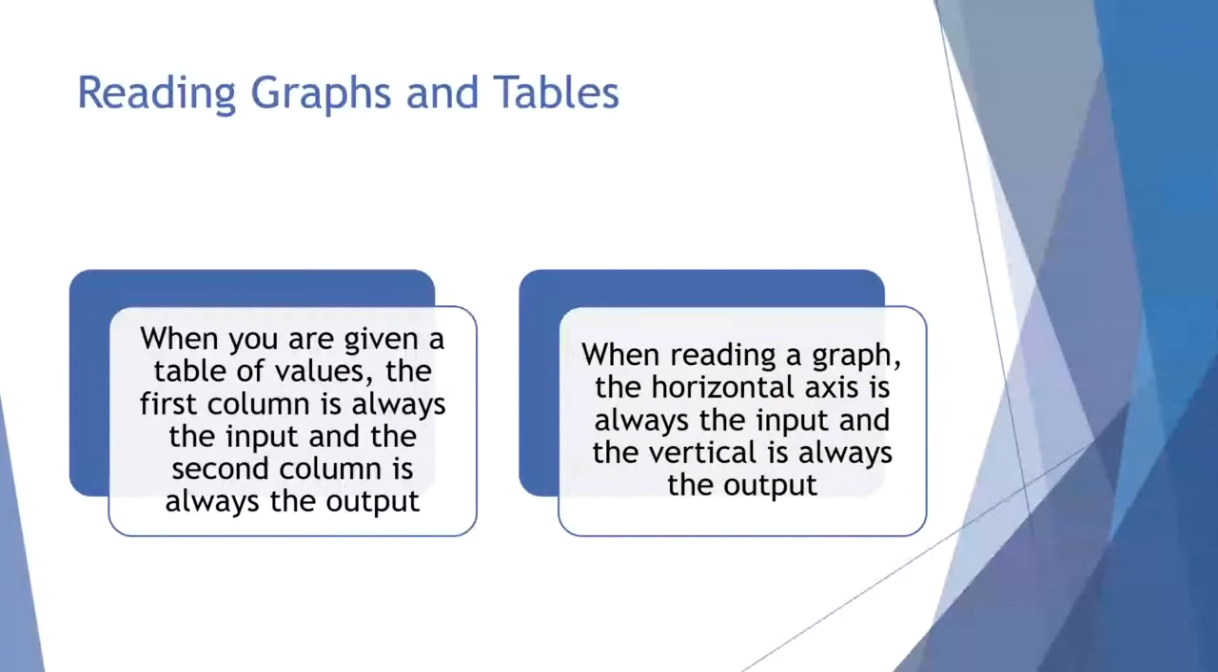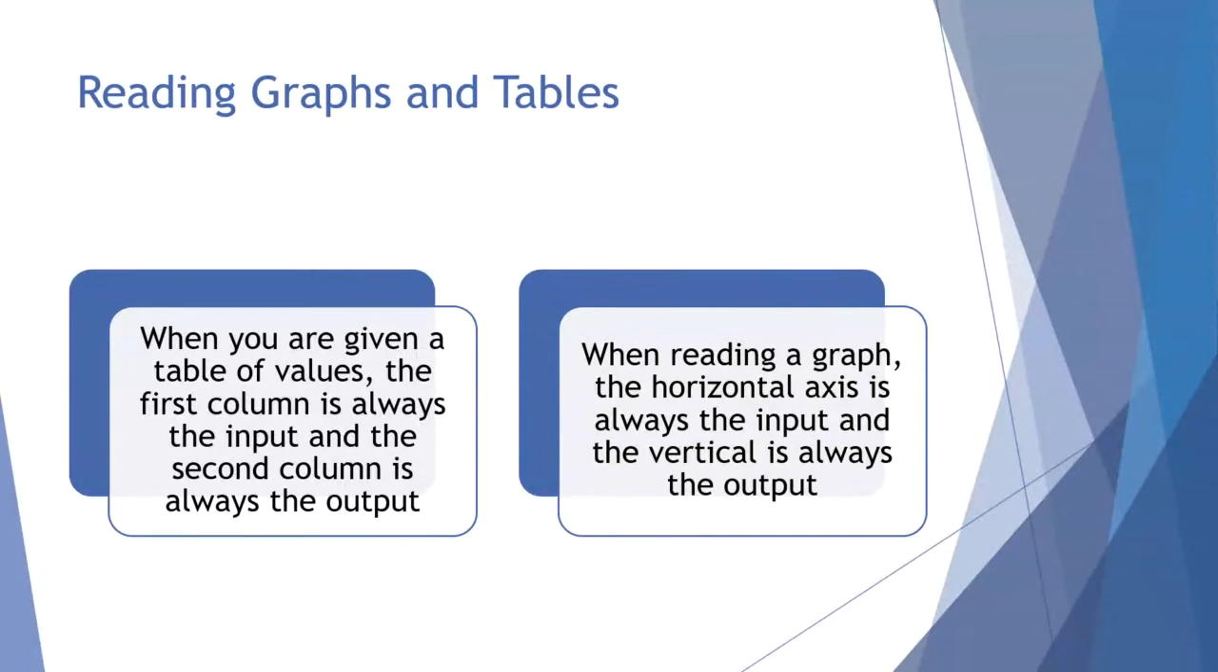So starting off with how to read graphs and tables. When you are given a table of values, the first column, because they're usually going up, they're usually vertical. Sometimes there's horizontal tables, but usually they're vertical, so they're going up and down. The first column is always your input value. The second column is always your output value.